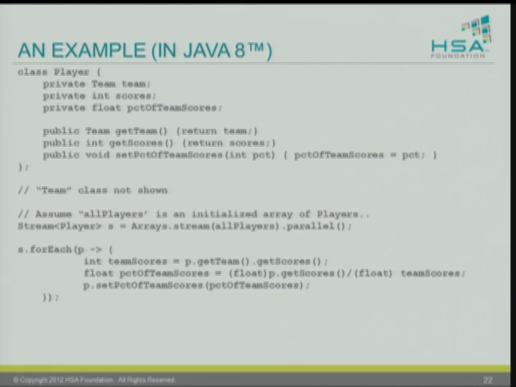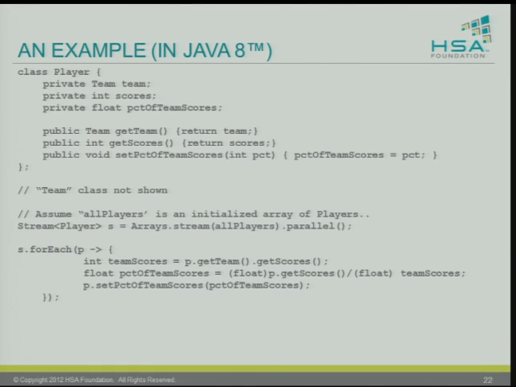And the code here, if we read through it line by line, the team scores is going to read from the team variable, which again is a pointer, to get the number of scores achieved by the team. And then I'm going to do a little bit of math here to divide the number of scores I have by the team scores, and I'm going to store that into the player array.